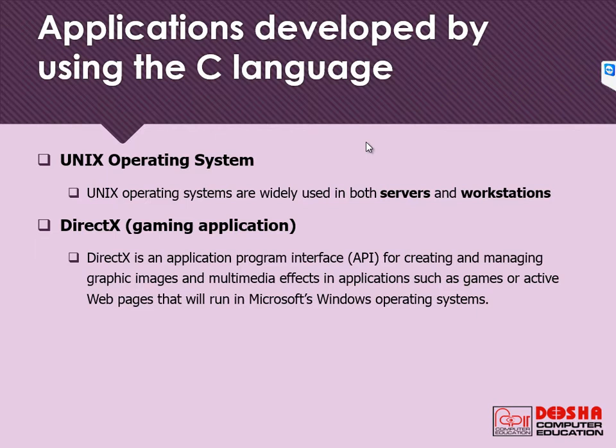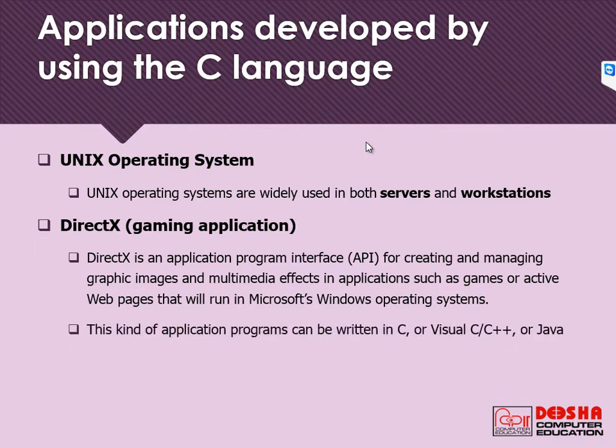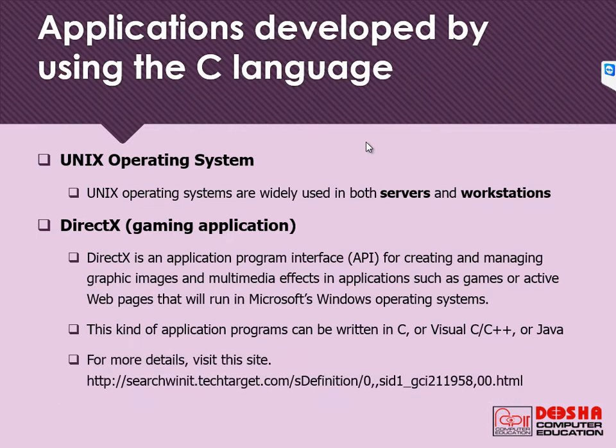DirectX is an application program interface for creating and managing graphic images and multimedia effects in applications such as games or active web pages that run on the Microsoft Windows operating system. To develop such applications, we can make use of C language. These application programs can be written using C, Visual C++, or Java also. Some references are given here; for more details, you can go to these references and find different benefits of C.